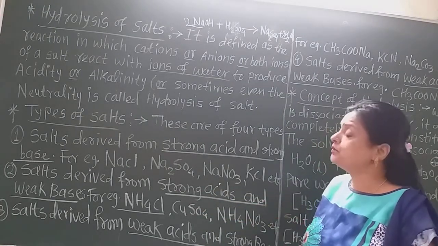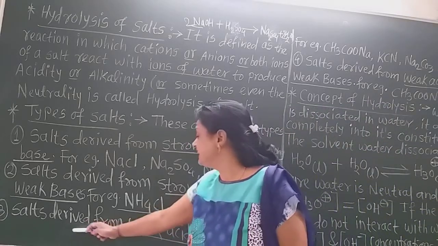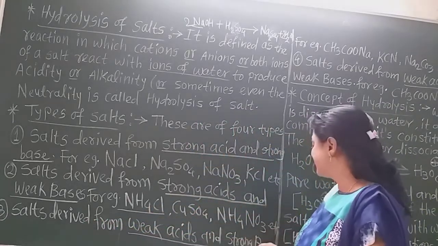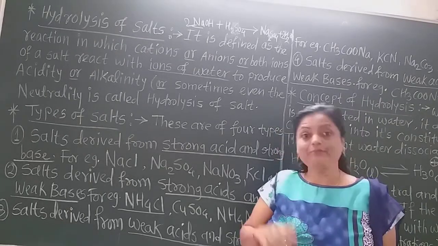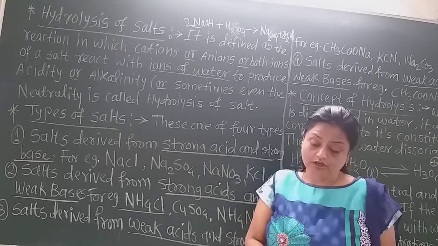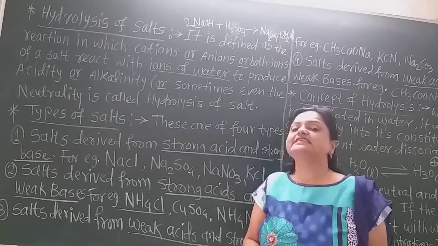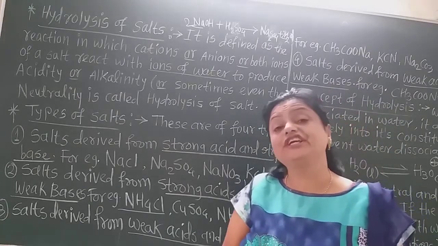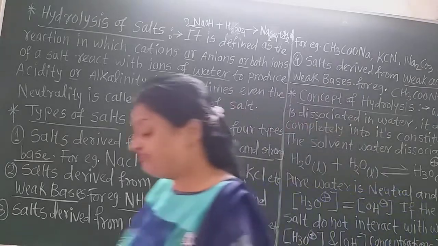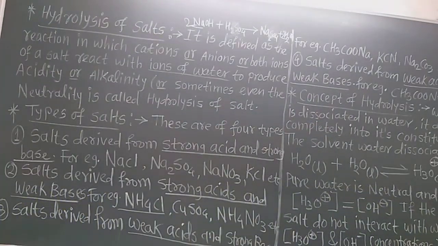Now the next type of salts are salts derived from weak acids and strong bases. Now the acids are weak here and the bases are strong. Weak acids we know, that is, hydrogen cyanide is a weak acid. Carbonic acid, H2CO3, is a weak acid. Again H2S also acts as a weak acid.